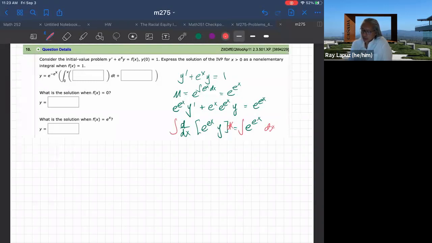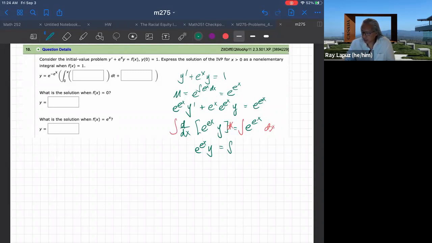And the left-hand side will be the undoing of the derivative. So we just have e to the e to the x times y. And now the right-hand side is unknown. I don't know this integral. And so we're just going to have to write it as a non-elementary integral, which is what they were asking for. So this is the integral.